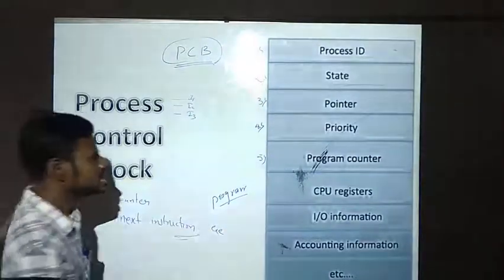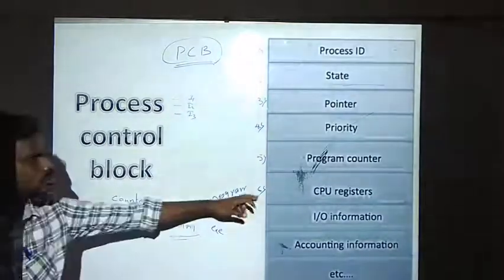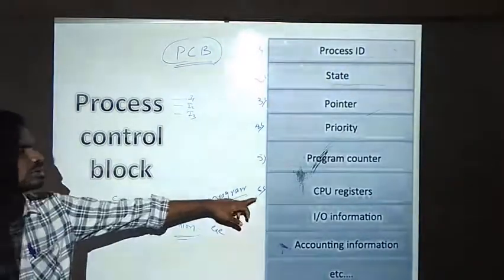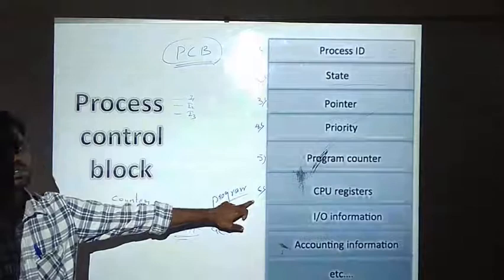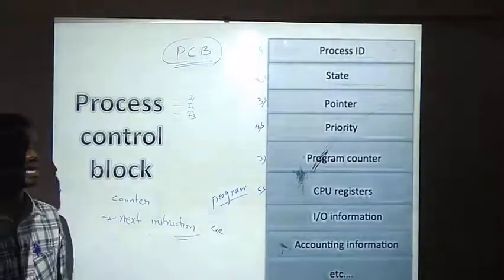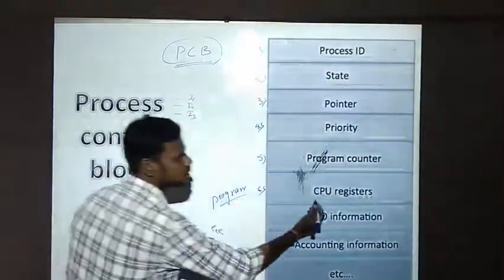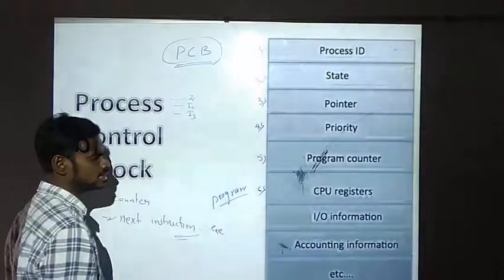Okay, and then CPU registers. In order to store our process, we will be using the registers. Those will be giving the information about which registers we are storing the information in, and how many registers are being utilized by the process. That will be given by your CPU registers.